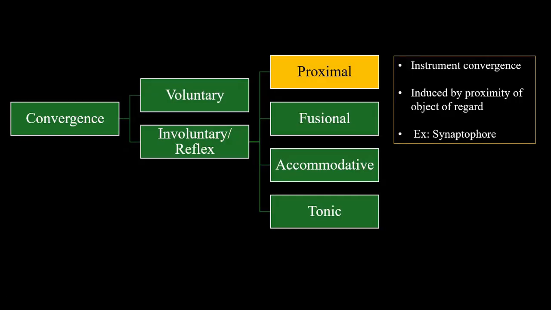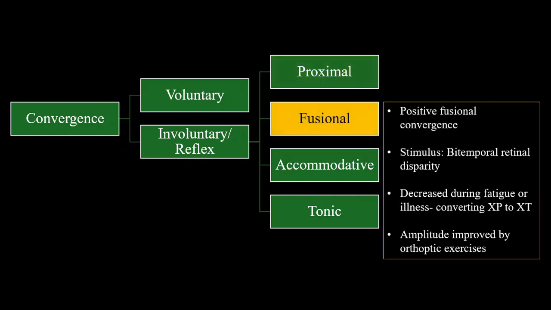Under involuntary, there is proximal convergence, that is the instrument convergence, or because of the proximity of the object of regard, we have some amount of convergence. That is called the proximal convergence. Fusional convergence, or the positive fusional convergence, occurs because of a bitemporal retinal disparity. So this fusional convergence is what we are improving by the orthoptic exercises.